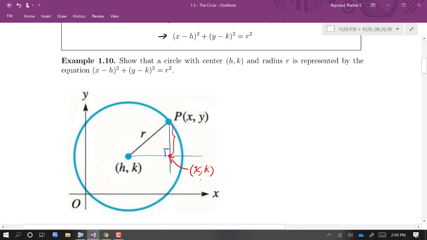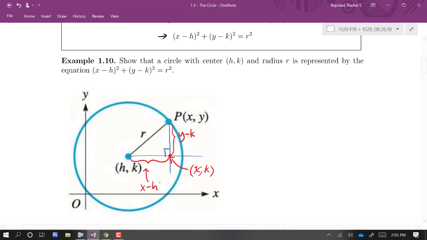So now let's go up here. What is that vertical distance? How do we get a vertical distance? That's y minus k, right? Top y minus bottom y is y minus k. And what about the horizontal distance down here? x minus h. Right x minus left x is x minus h here.